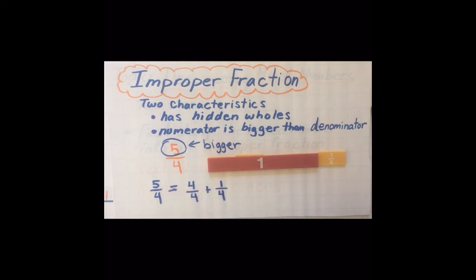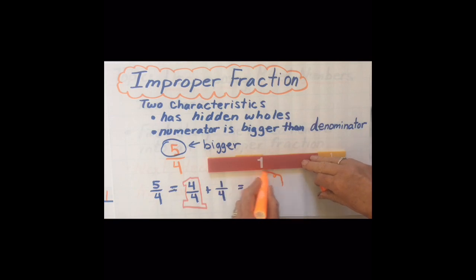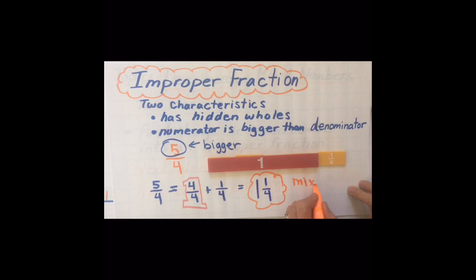And if you look here, we've got a new thing. Whenever the numerator and the denominator are the same, we create 1 whole. So you see there was a hidden whole in this number, which was here. So I could actually write 5/4 as 1 whole and 1/4, which to me looks like a mixed number. So this is a mixed number. So you can change any improper fraction to a mixed number.